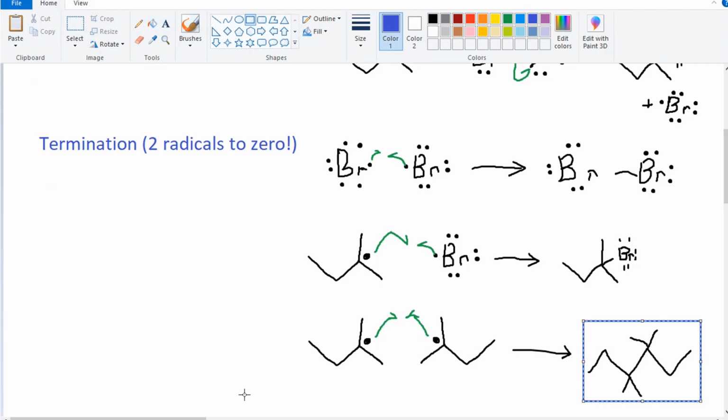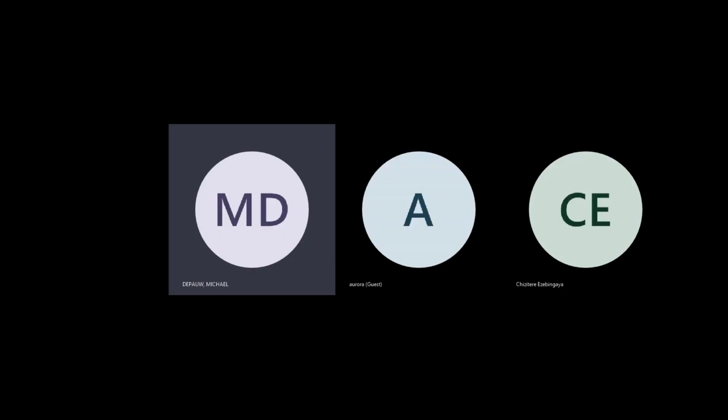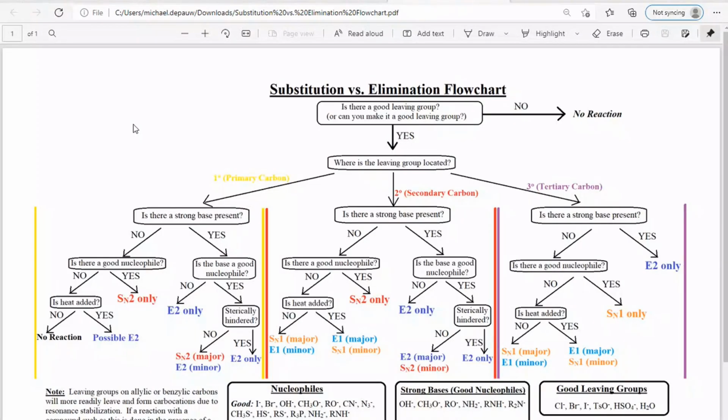Yeah. Oh, go ahead. Oh, yes. Okay, so probably one of the most important resources that I would want to direct your attention to is the substitution versus elimination flowchart. And I'm actually going to, for those of you watching online, switch sharing. Here we go. Substitution versus elimination flowchart.